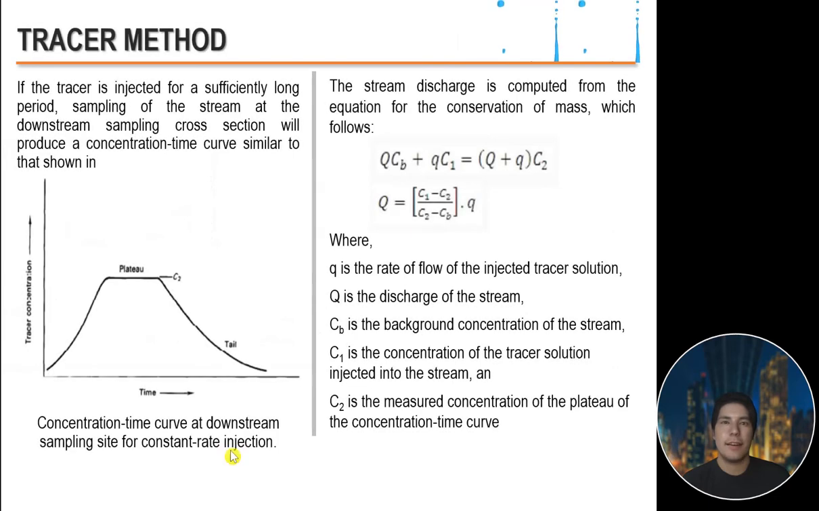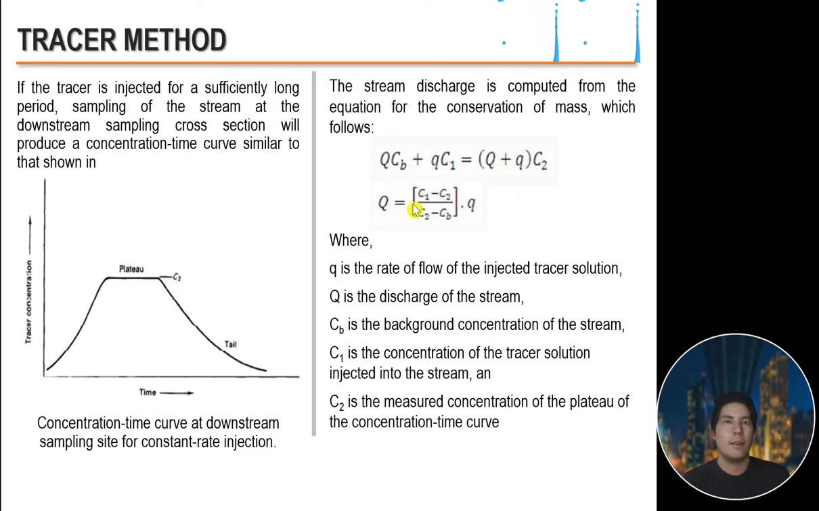Anyway, here is the equation. You have the discharge of the stream multiplied by the background concentration of the stream, plus the rate of flow of the injected tracer solution multiplied by the concentration of the tracer solution injected on the stream, which is equal to the discharge of the stream plus the rate of flow of the injected tracer solution, multiplied by the measured concentration at the plateau of the concentration time curve, which is given here. So we have this C2, which is at the plateau.